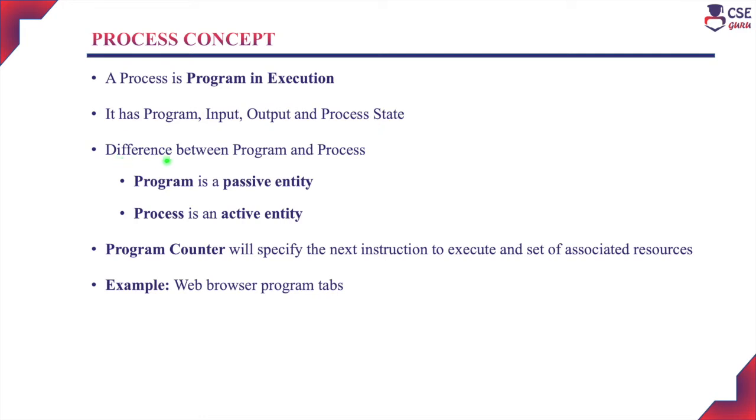The main difference between program and process is that a program is a passive entity and a process is an active entity, because a program will consist of a list of instructions stored on a disk. So it is a passive entity. When this program code is loaded into the memory for execution, or this program is assigned to the CPU for execution, at that time we call it a process. So a process is an active entity.